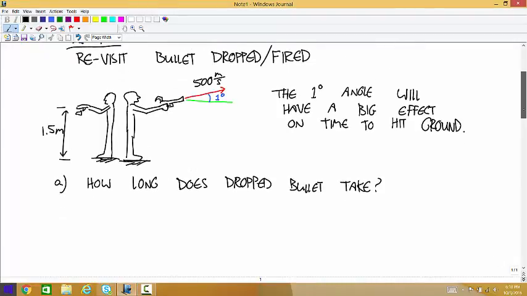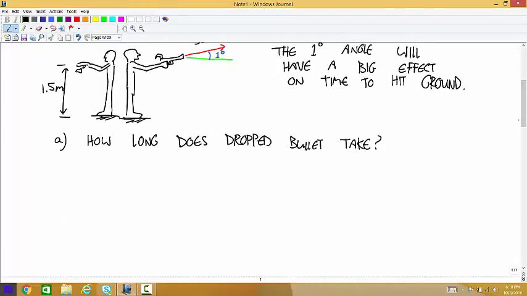Let's go through this one. So first we're dealing with the dropped one. We're going to start with making these 4 choices. Time equals 0 is the instant that it's dropped. Time final is the instant it hits the ground.